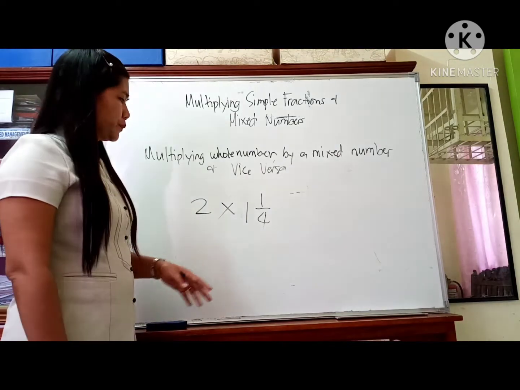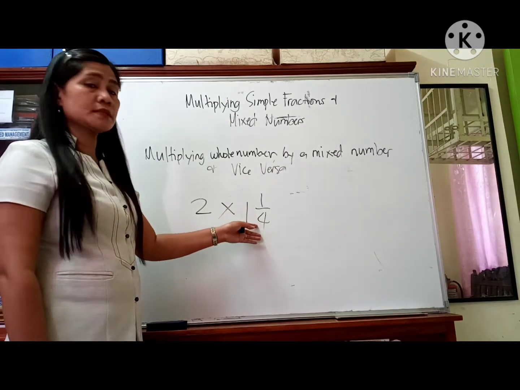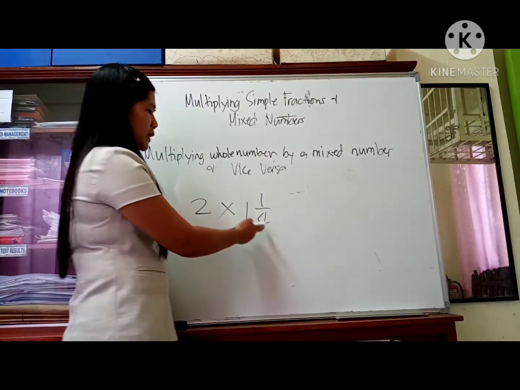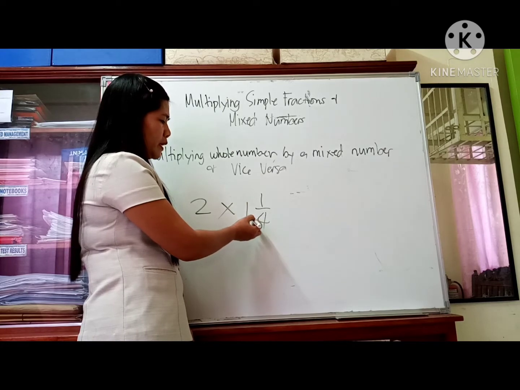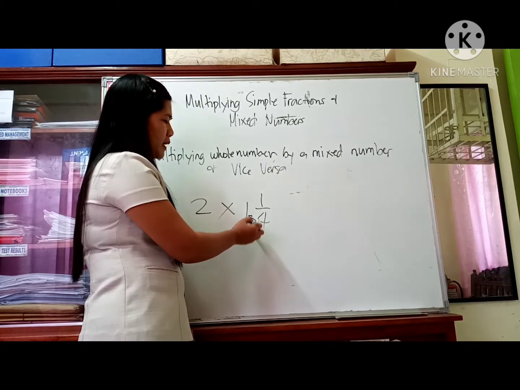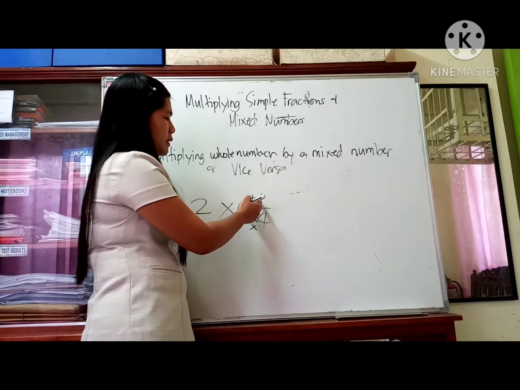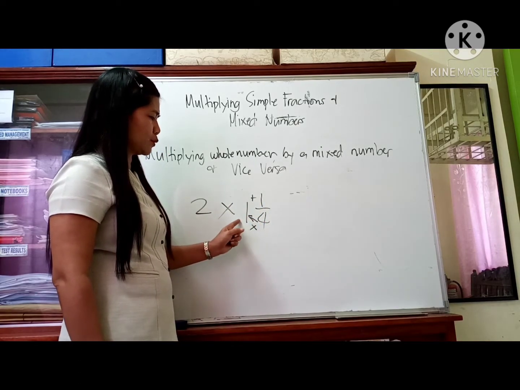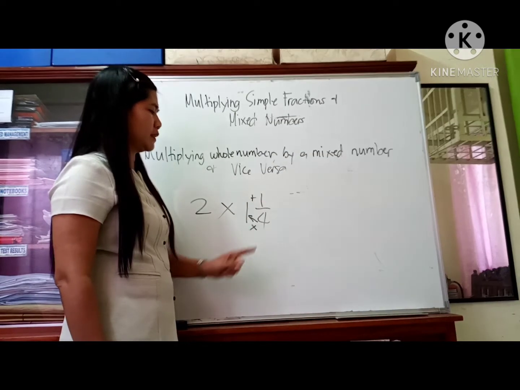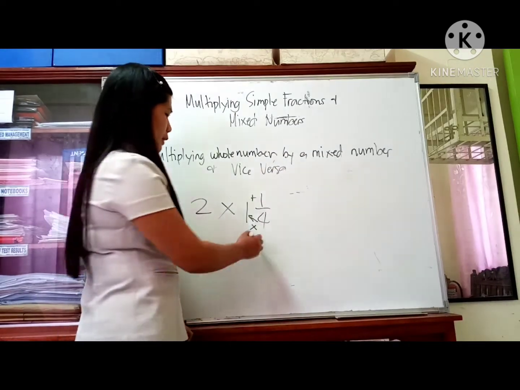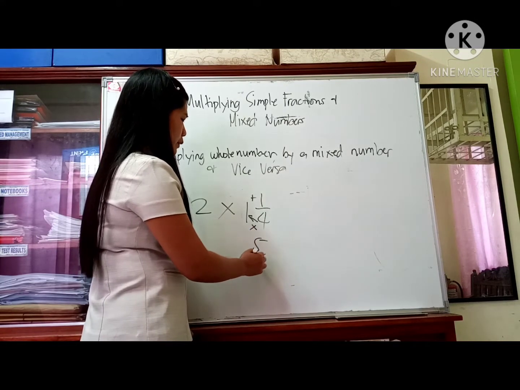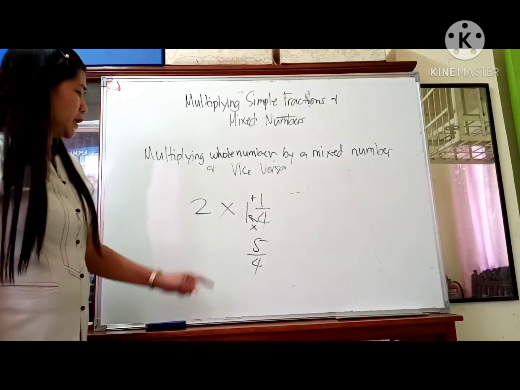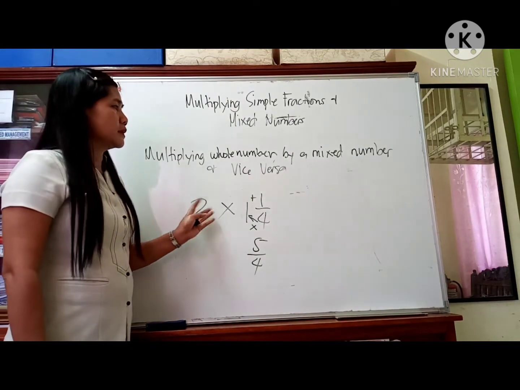So first, you are going to change the mixed number into an improper fraction. Just multiply the denominator by the whole number, and then add the numerator. So 4 times 1 is 4, plus 1 is 5. So that will become 5 over 4. You just copy the denominator. Then next, the whole number.